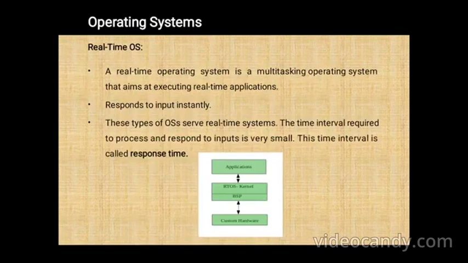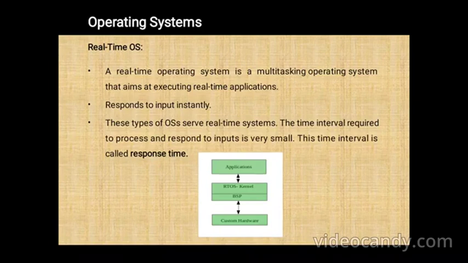Moving on to the real-time operating system. A real-time operating system is a multitasking operating system that aims at executing real-time applications. It responds to input instantly, which means it guarantees a process, event or data by a specific moment of time. These types of OS serve real-time systems. The time interval required to process and respond to the input is very small. This time interval is called the response time.